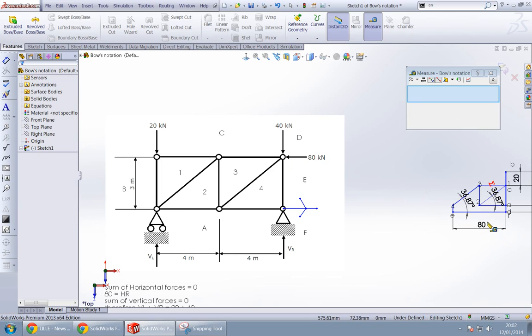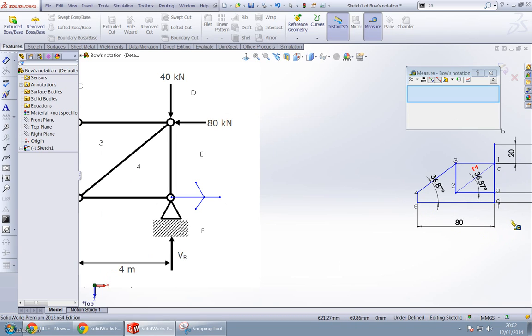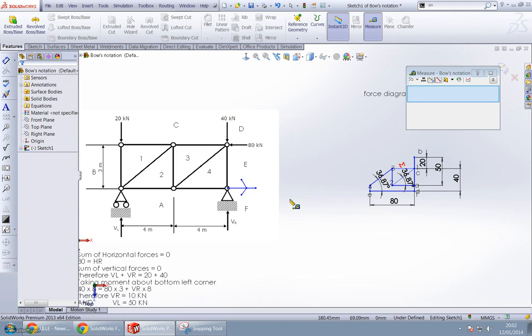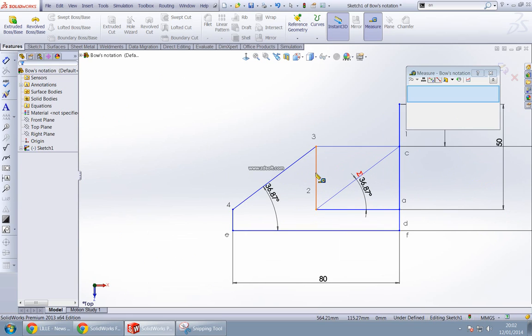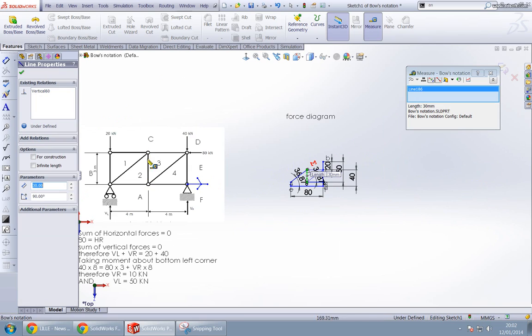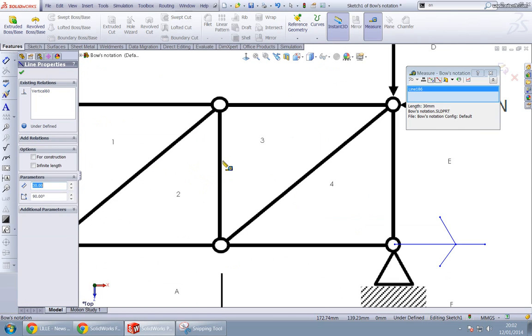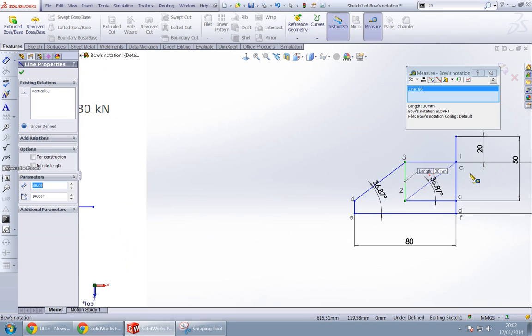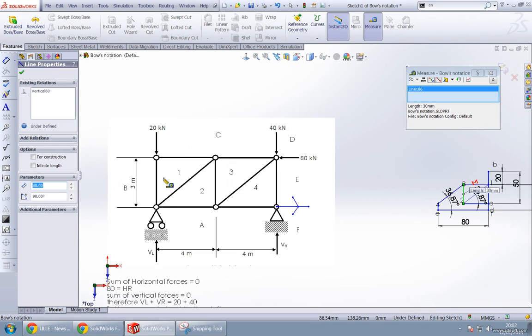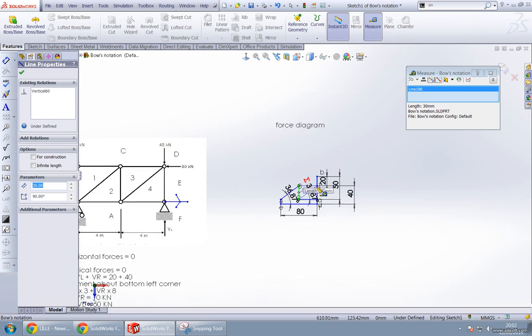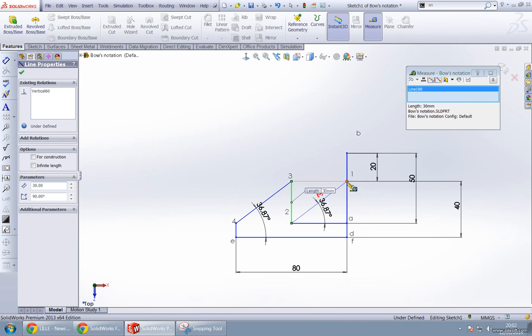Now let's look at, for example, E and F. This is 80, so that will be 80 kilonewton. Between 2 and 3 is 30 millimeters, so this member should have 30 kilonewton force in it. Like this we can find almost all the forces. Let's say 1 and B. This is the line between 1 and B. So we go back to our force diagram and check the distance between 1 and B.